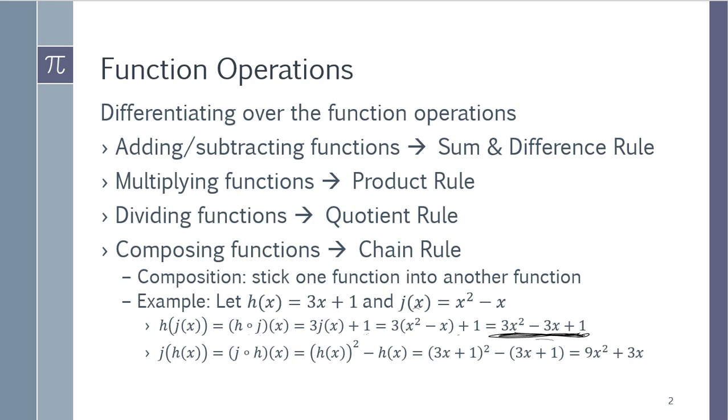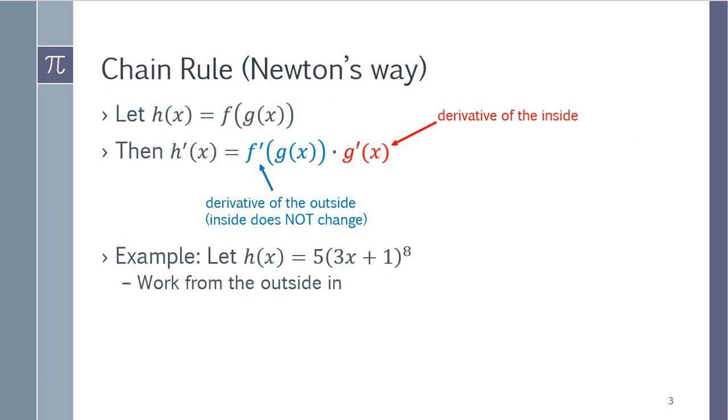Unlike adding, subtracting, or multiplying, the order of composition does matter. So if I look at j of h of x, or j composed with h of x, that means for each x that's in j, I'm replacing it with h of x. And then I can replace the h of x with what it's defined as. And here, as you can see, is a different expression when I do j composed of h rather than h composed of j. But to deal with composing functions, we deal with what's called the chain rule.